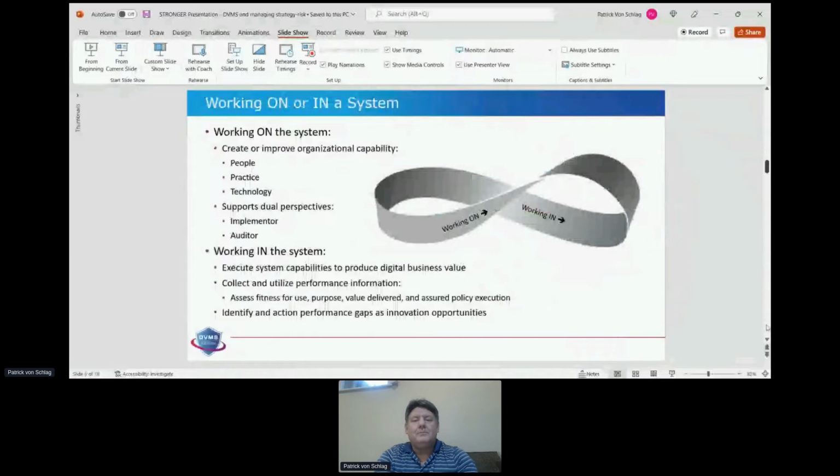So one of the broader premises that this all is underpinned by is that we have two different broad perspectives when we work in complex systems. At one level, we're doing work. We're carrying out work, we're delivering capabilities, we're delivering results. We are working within the system that we're in.